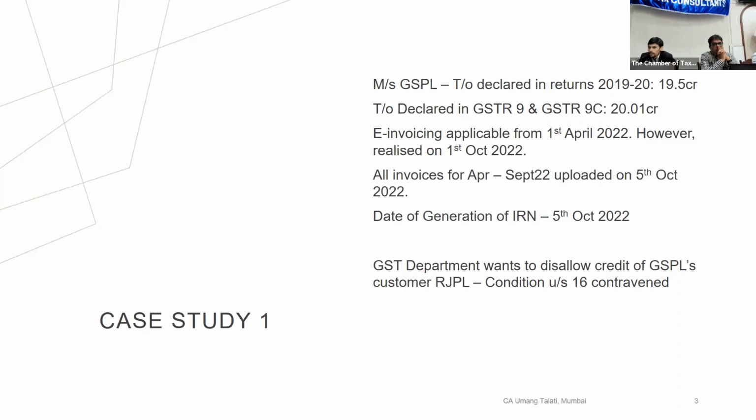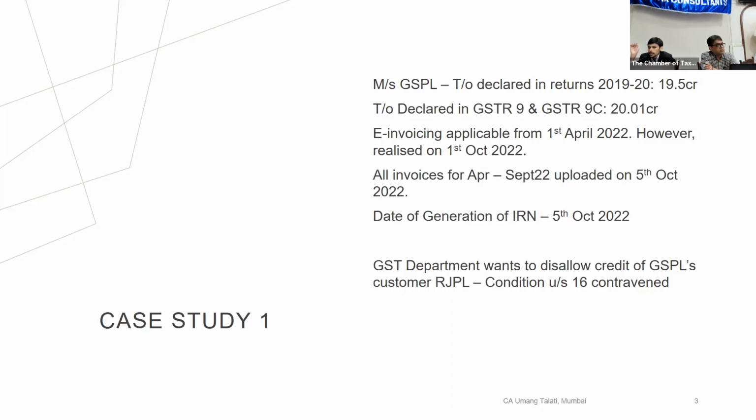So with these brief facts, we'll now take each and every scenario forward. A point to be noted is, since he realized it on the 1st of October, he uploaded all the invoices from April to September 22 on the 5th of October 2022, because the portal was accepting it. So now the IRN generation date is 5th of October, but each and every invoice mentions the date of the transaction only. So the invoice date remains the date of transaction. However, the date of generation of IRN is 5th of October 2022.